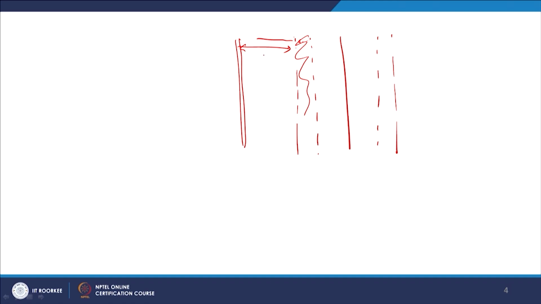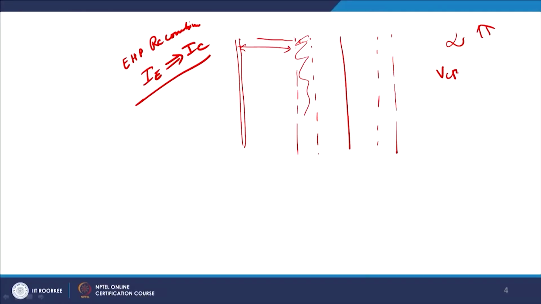As a result, the EHP (electron hole pair) recombination will also be reduced, and more of IE will be allowed to go to IC, and therefore your alpha value will increase, and as a result the current will not remain constant, but current will change with respect to VCB. Please understand this point very carefully.